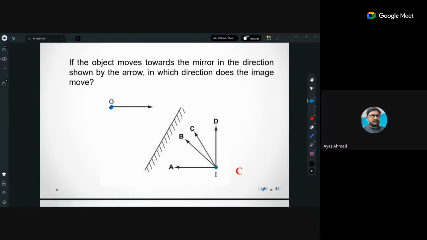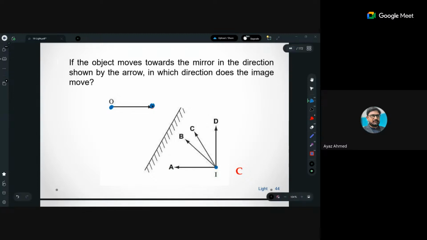Image is formed at the eye, but when the object moves towards the mirror, in the direction as shown in the figure, right? Mirror in the direction shown by the arrow. So let's say the new position of the object is here. Let's say this new position of the object is here. So tell me, what was the rule?